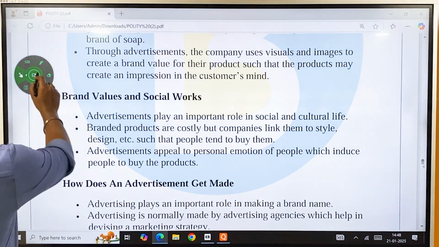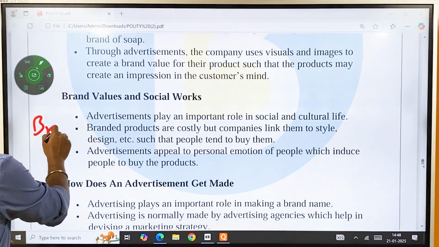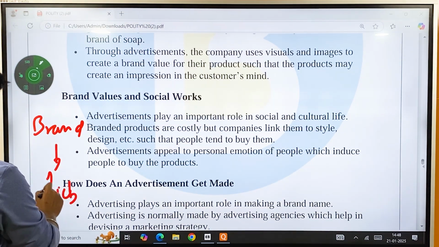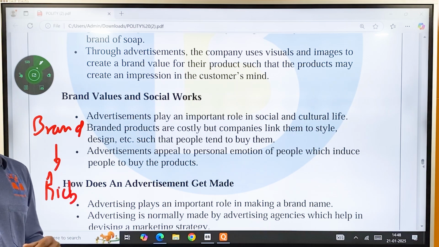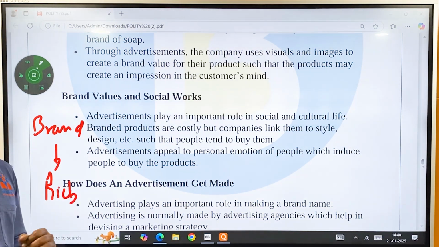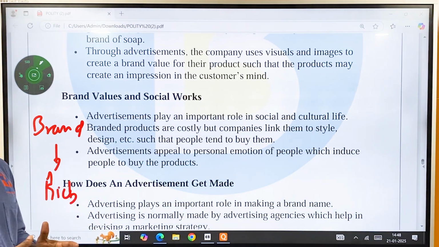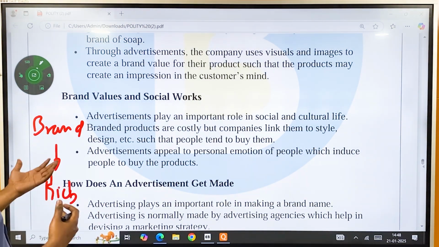So if you are wearing branded clothes, then you must be rich. They attach a brand to a particular richness, to a particular sophistication. Through this, they induce people to buy those products so that they can also feel rich, so that they can also feel part of that community.